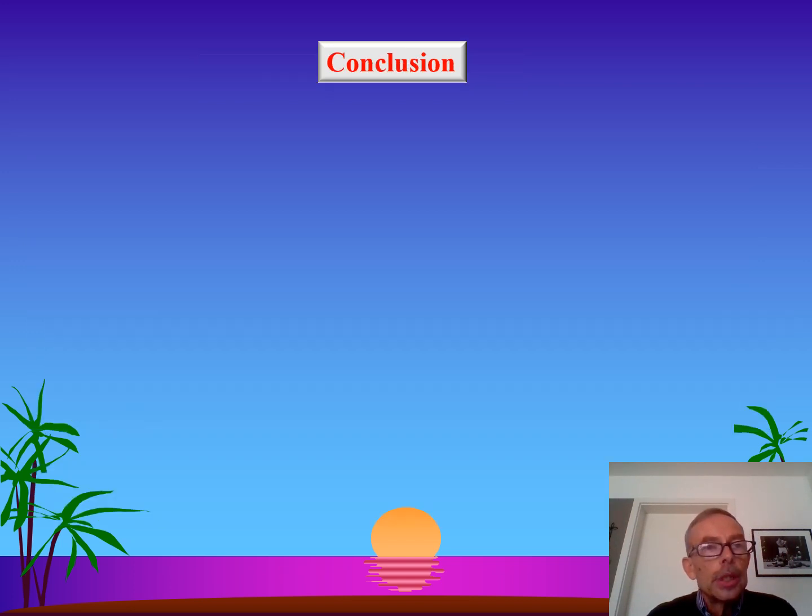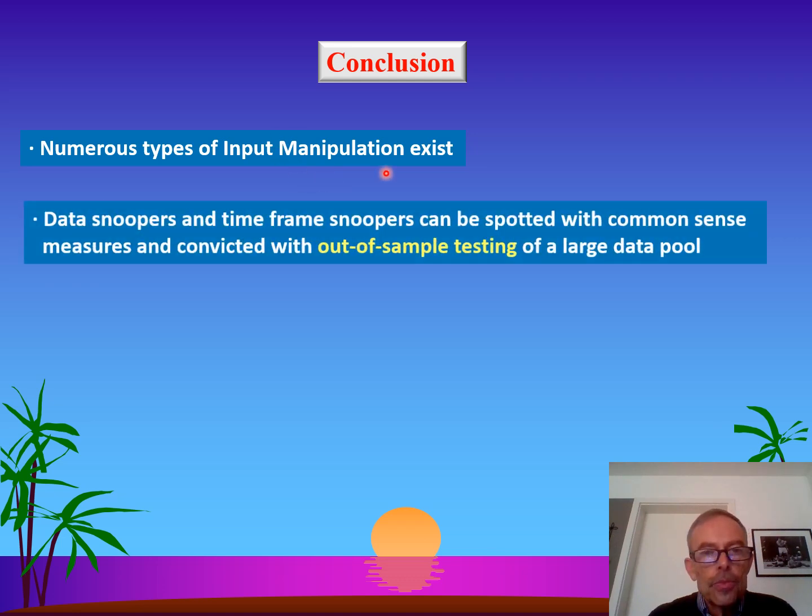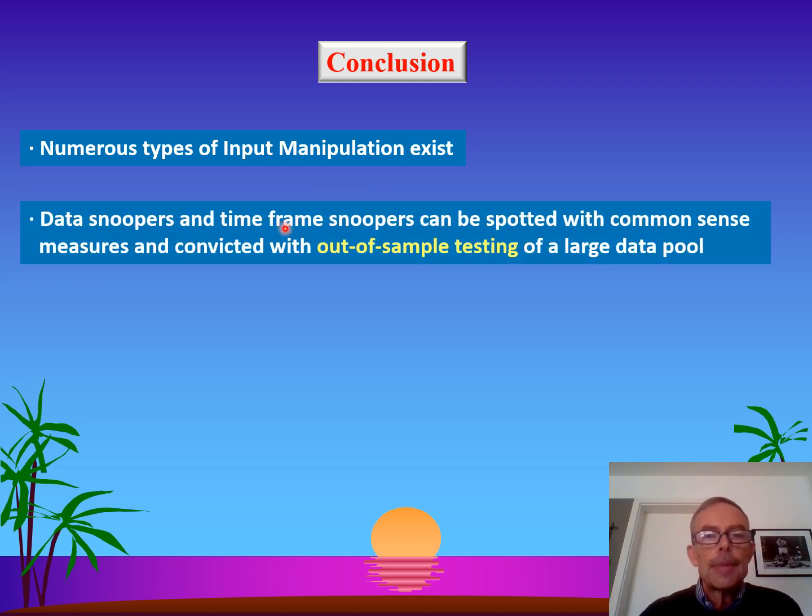Okay, let's conclude. What did we learn? Numerous types of manipulation exist. Input manipulation exists. Data snoopers and time frame snoopers can be spotted with common sense measures and convicted with out-of-sample testing. So you have to test the research hypothesis with out-of-sample data, so different data than the originally used data, or a large data pool, right? Again, the more data, the more credible the statistical study.